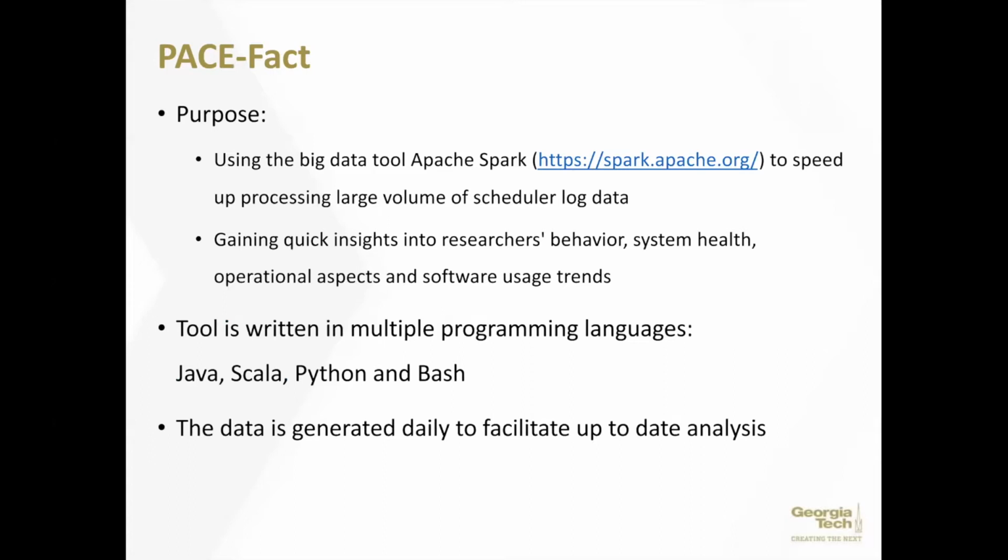First, PACE Fact. The purpose of this tool is to use a big data processing tool, Apache Spark, to speed up processing. We also want to reduce the data in size so that the user can use it on a local laptop, and gain insights into researchers' behavior using the data. The tool is written in multiple languages: Java, Scala, Python, and Bash. The data is generated daily to facilitate up-to-date analysis.